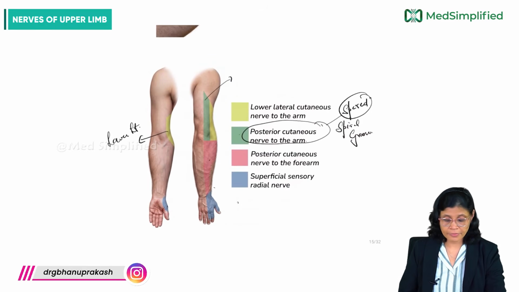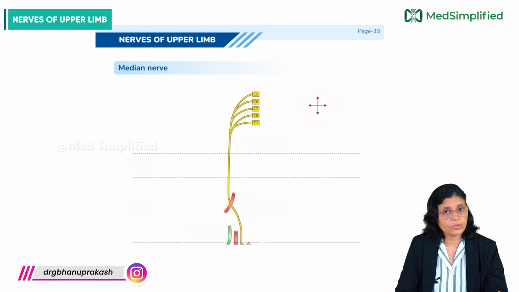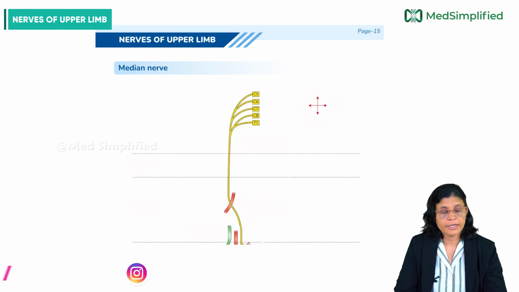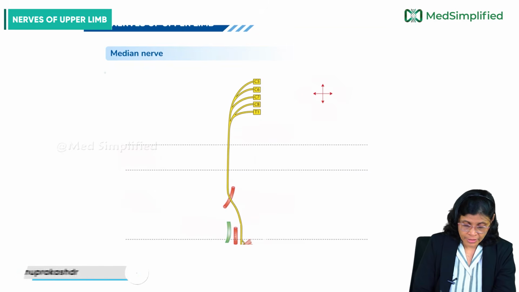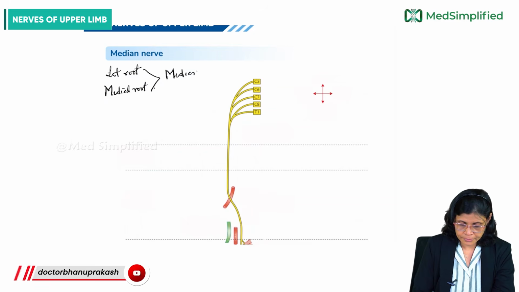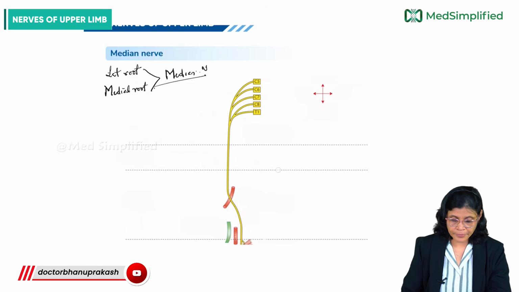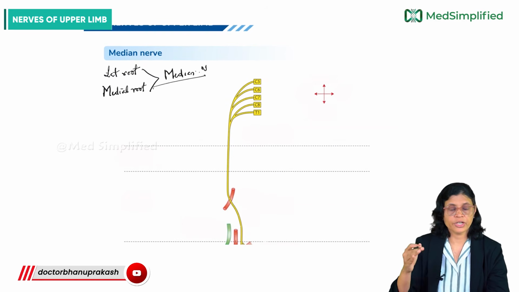The next nerve we will look at is the median nerve. The median nerve is also from the brachial plexus. It arises from the brachial plexus, but by two routes. That is, we have the lateral root, which comes from the lateral cord, and the medial root, which comes from the medial cord. So both of these join to form the median nerve. Okay, so this is formed in front, like a Y-shaped.